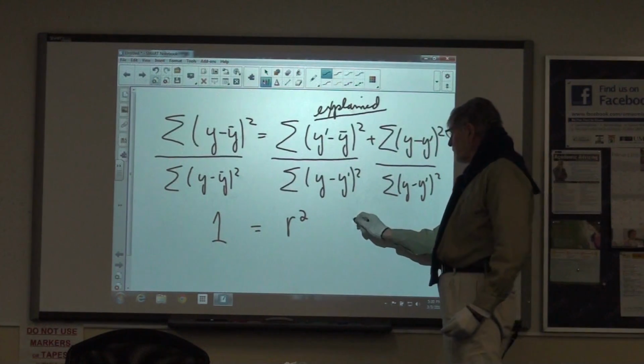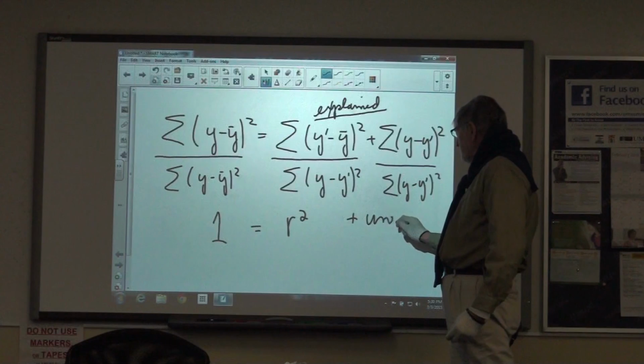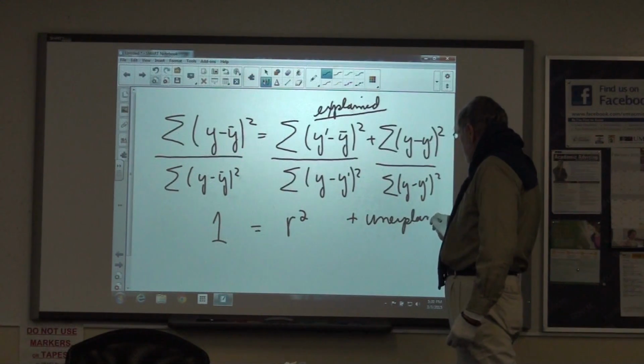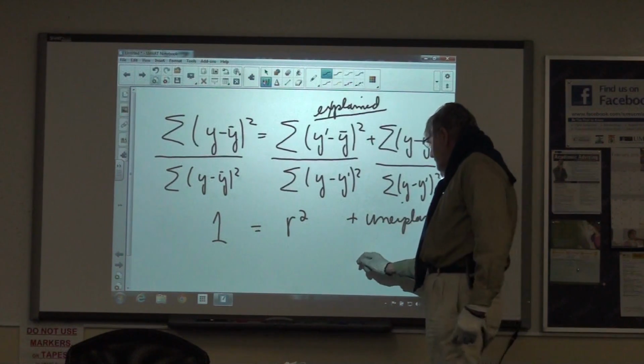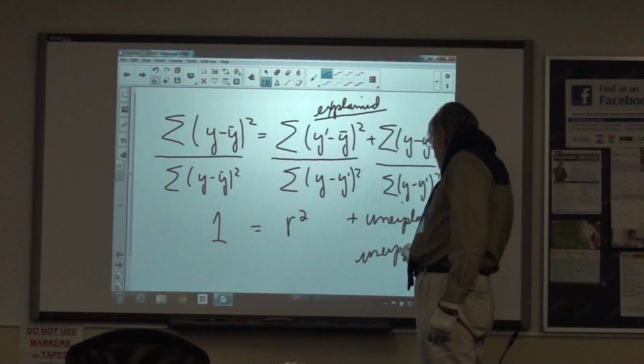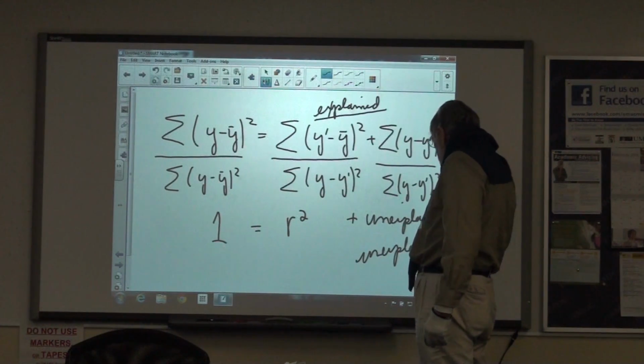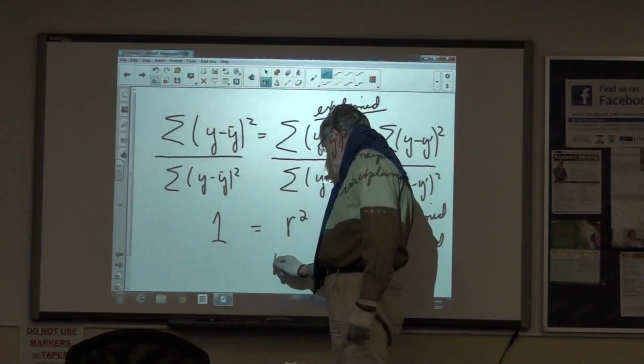And this is equal to unexplained. So you also see that the unexplained is equal to 1 minus r squared.